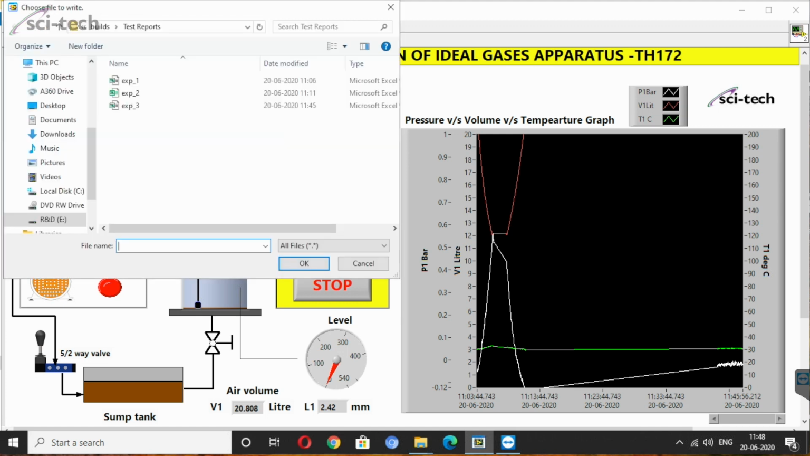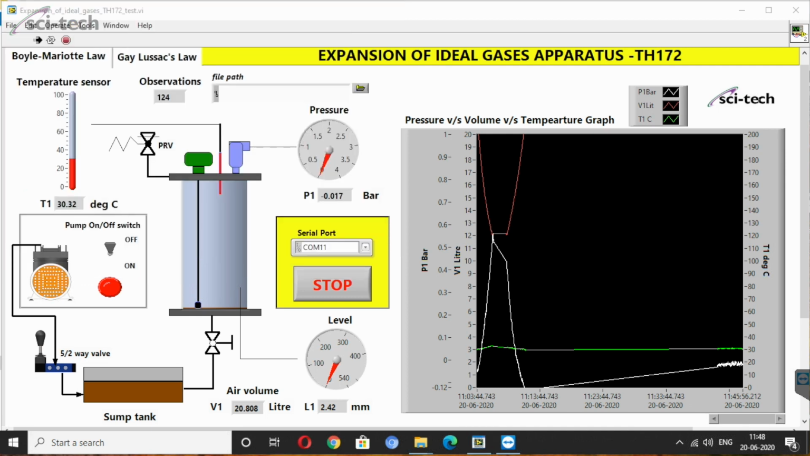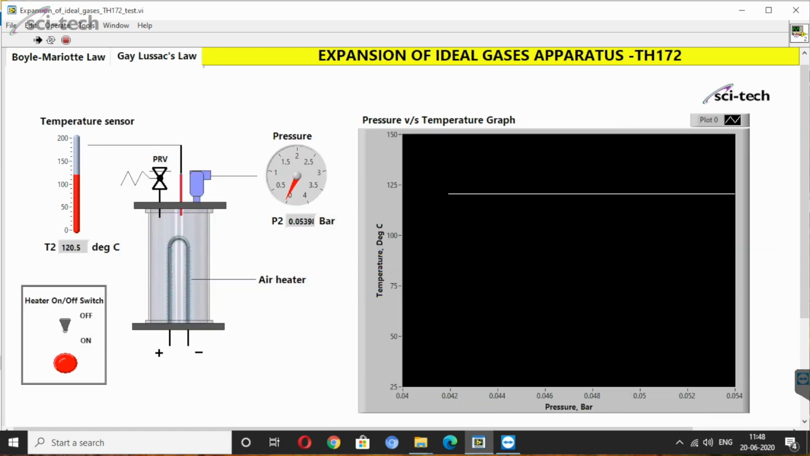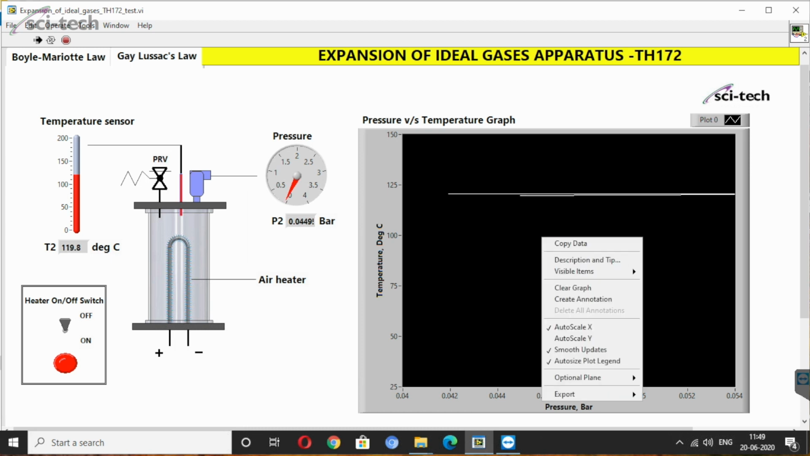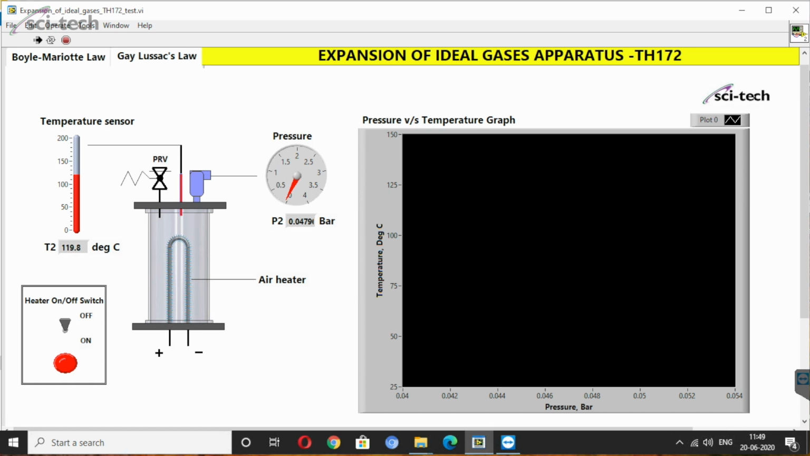Now we have to do the experiment in this. We will decrease the temperature. For decreasing the temperature, we have to wait and watch the temperature readings and the pressure reading in the application. As you see, the heater is off, our temperature is around 100 degrees Celsius and our pressure is at 0.12 bar.